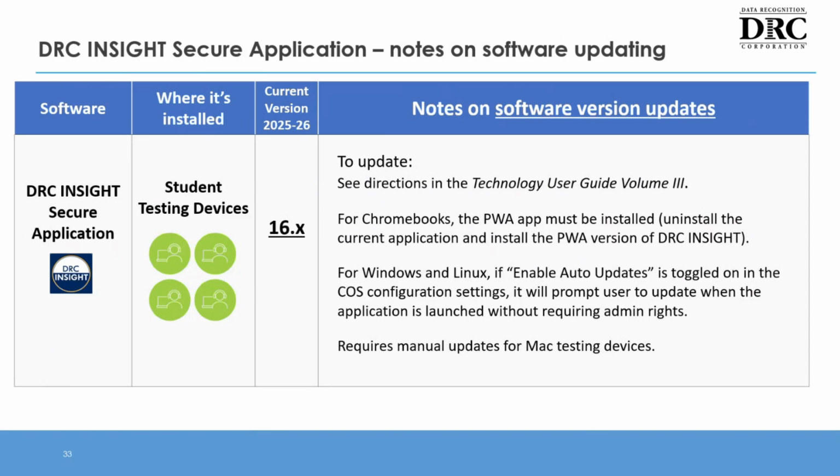For the DRC Insight Secure application on testing devices, the current version for the year is version 16. For instructions on updating to version 16, refer to the Technology User Guide Volume 3. For Chromebooks, as we discussed, the new PWA app must be installed, and for Windows and Linux, the Enable Auto Update setting can be toggled on in your COS configuration. Mac devices still require manual updates.